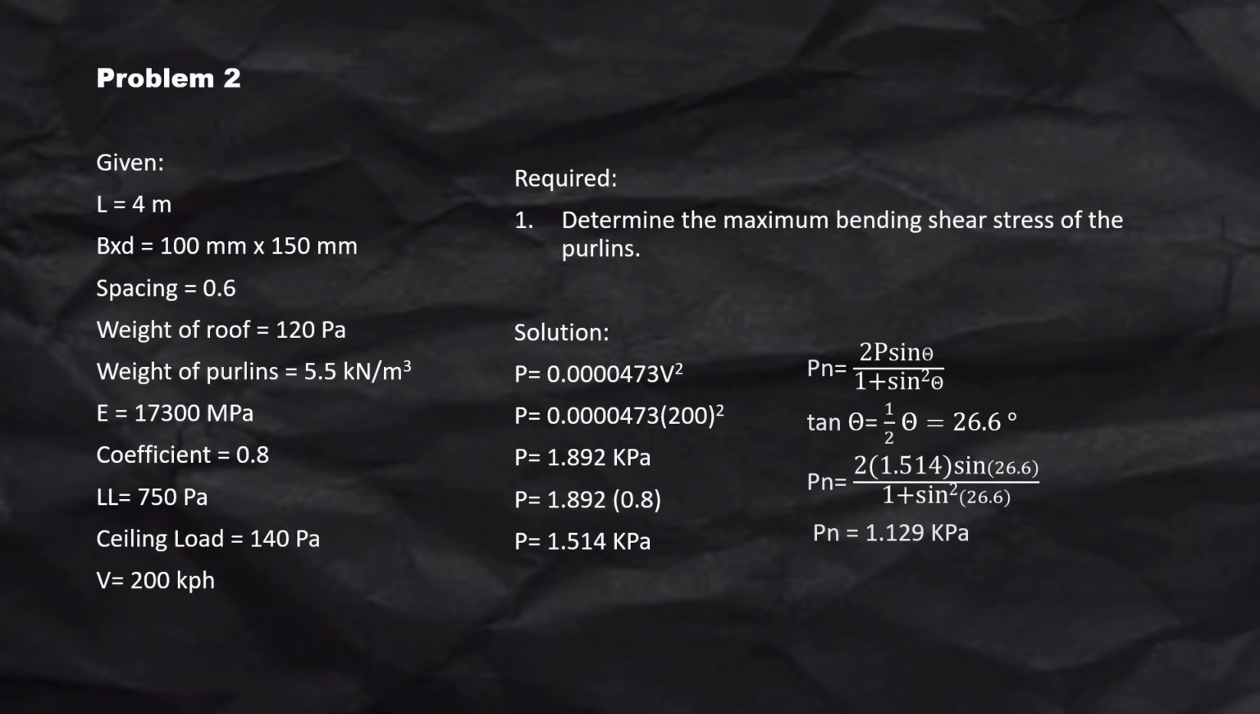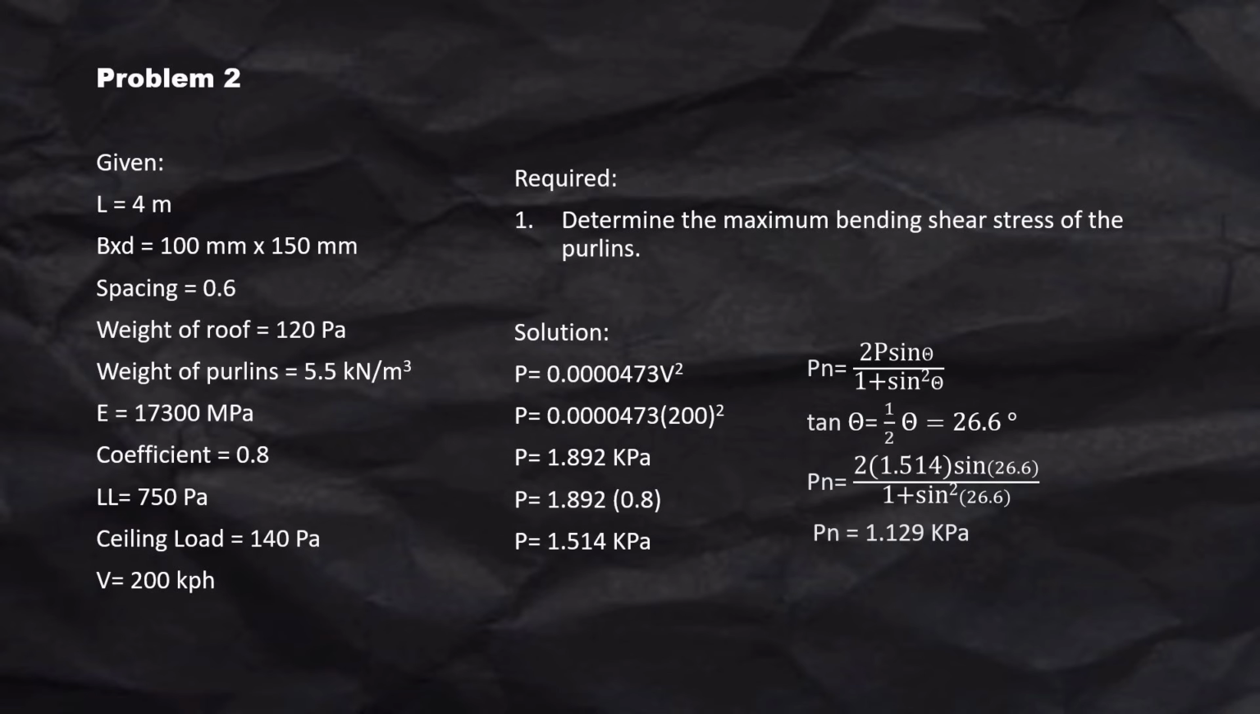Since hindi given yung angle of inclination, gagamit tayo ng formula na P is equals to 0.0000473 times V squared. So V is equals to 200 kph. So 0.0000473 times 200 squared is equals to 1.892 kPa. Tapos ita-times pa natin yung sa coefficient na 0.8, which is 1.514 kPa.